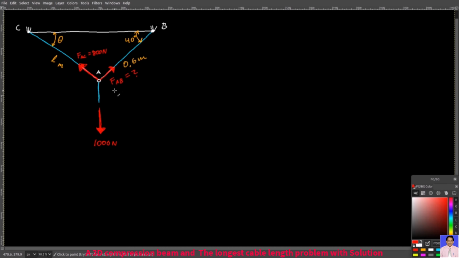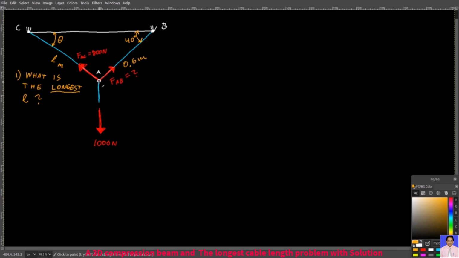And now you have to find two things here. Considering all this information, the first question is, what is the longest L, meaning the length of this wire from A to C, considering all this information? Now here I say longest.